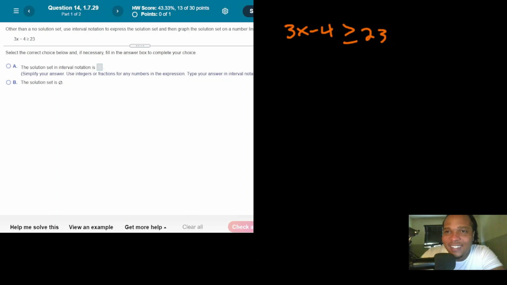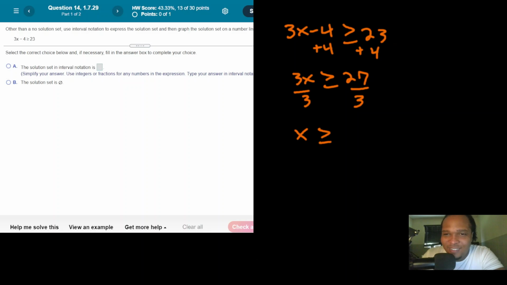All right, so we're going to go ahead and add the 4. We get 3x is greater than or equal to 27. Go ahead and divide both sides by 3. Something's wrong, my writing pad is a little weird. X is greater than or equal to 9.